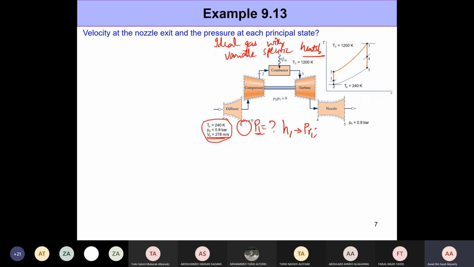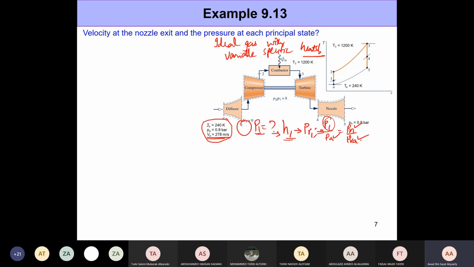You see, A to 1 is an isentropic process. So P1 by PA is going to be equal to PR1 by PRA. We have PR1, we have PRA, we have PA, so we get P1 directly. These are the different steps that we're going to take one by one. The first step is to get H1 from the energy balance on the diffuser.